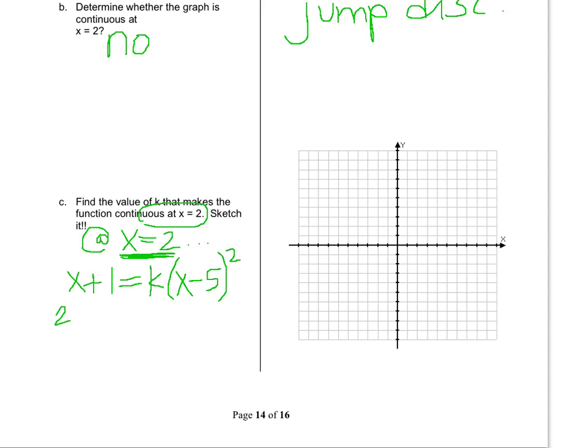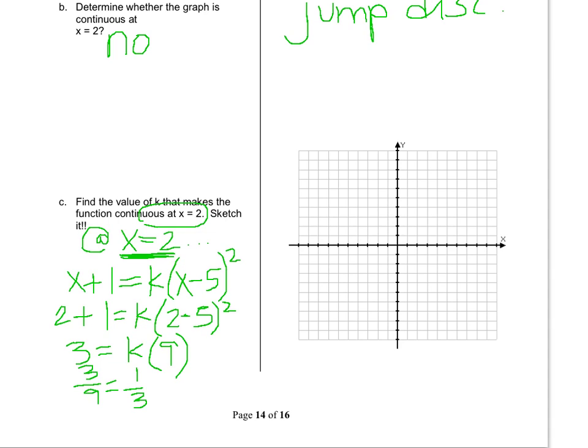So what I'm going to do is plug the 2 in for x because that's the location where I need these y values to match up. And if you simplify this, 3 equals k times (2 minus 5) squared. 2 minus 5 is negative 3. Negative 3 squared is going to be 9. So 3/9, which ends up being 1/3. So for this function to be continuous, for those y values to match up, you would have to have a k value of 1/3.